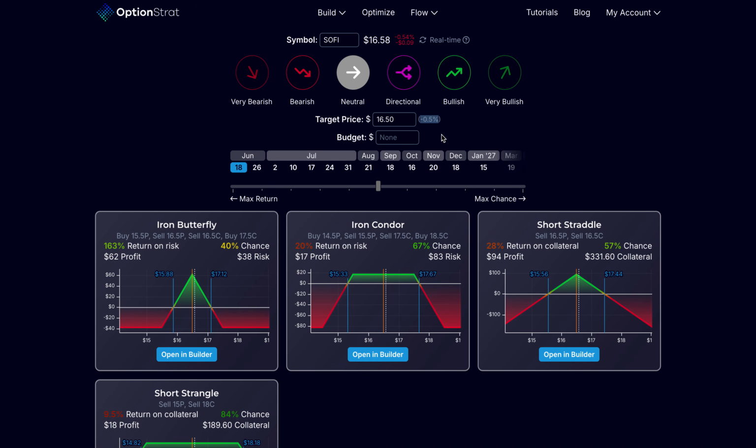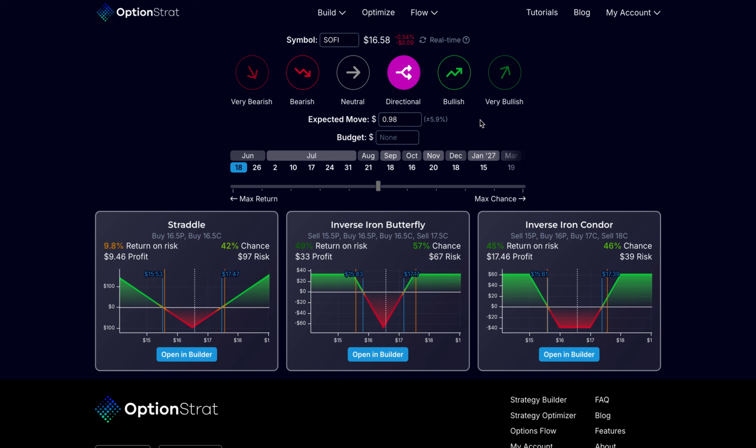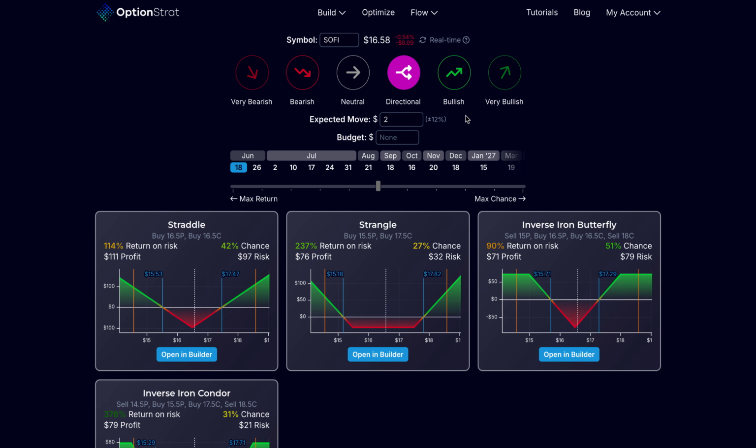Pretty neutral. Now, instead, for directional, let's say that's the view you have, you can use that as well. So let's say I have a directional view on SoFi. I think it's going to go either up or down $2. So I could modify this to $2. And as you can see here, it says for it to hit that target, it would have to go up or down 12%.